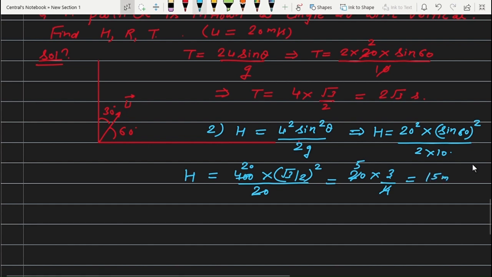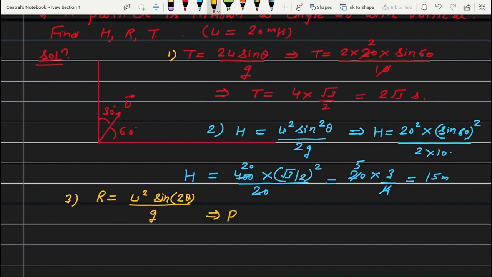And the last one is horizontal range, which is equal to u square sine 2 theta upon g. Remember, it is not sine square theta now. In horizontal range, it is sine 2 theta upon g. That means range is equal to 20 the whole square, sine 2 into 60, upon 10. Now sine 2 into 60, that means sine 120.